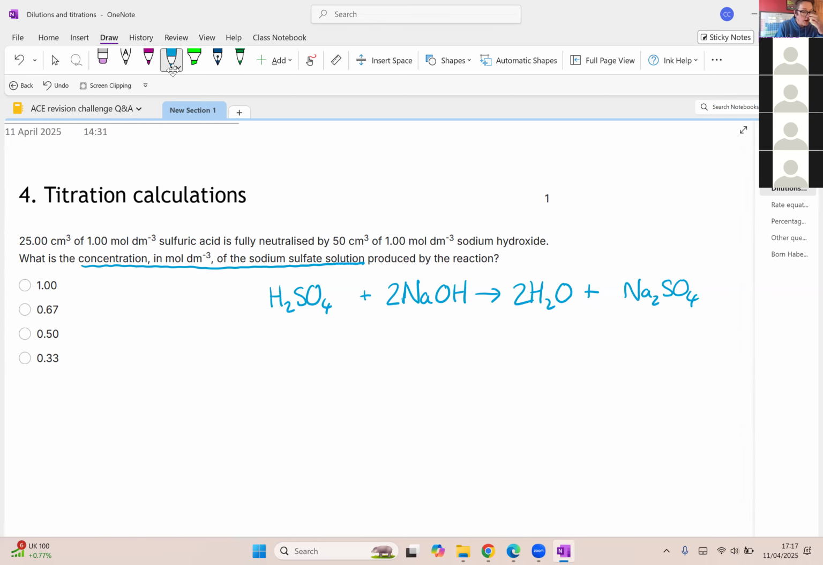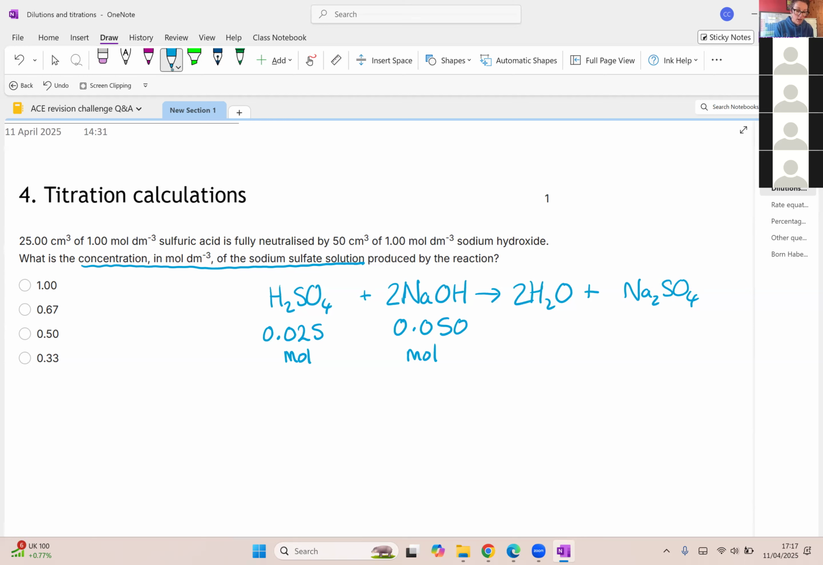So I can do this by straight moles. That works quite nicely. So 25 centimeter cubed divided by 1,000 times by 1, so there's 0.025 moles of that and 0.05 moles of that. It's important to just check that it's not a cheeky limiting reagent question, because there are some of those where one of them doesn't all react. This is a perfect ratio, so 0.025 and 0.05, they'll all react.